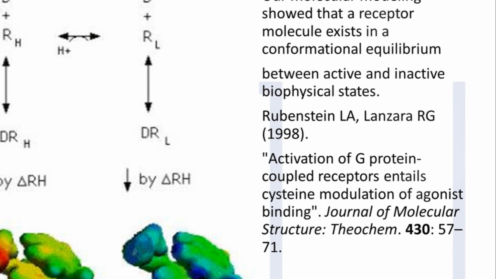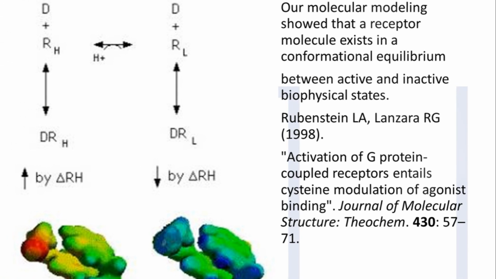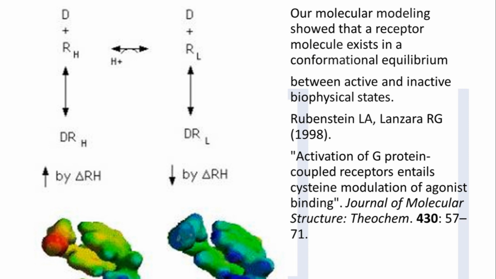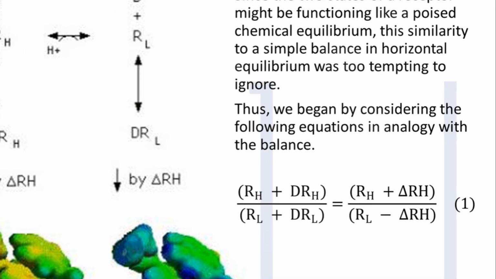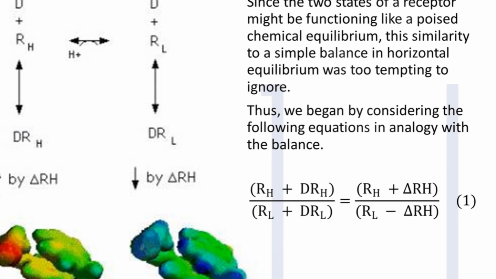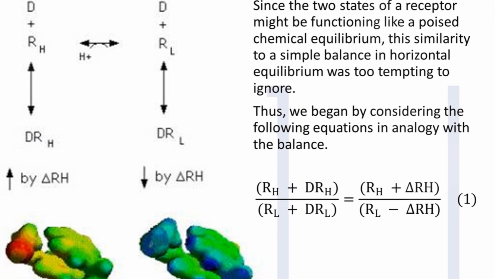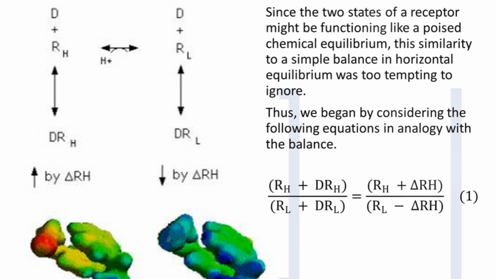The delta RH functions like a switch that can turn a receptor on or off, since the two states of a receptor might be functioning as a poised chemical equilibrium. This is akin to the two ways we can tilt a balance that we talked about earlier, causing the balance to lean towards one side. Thus, we began by considering the following equations in analogy with the balance.